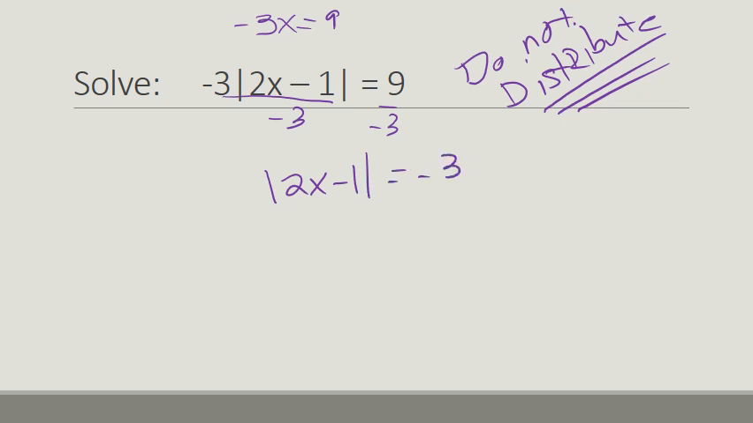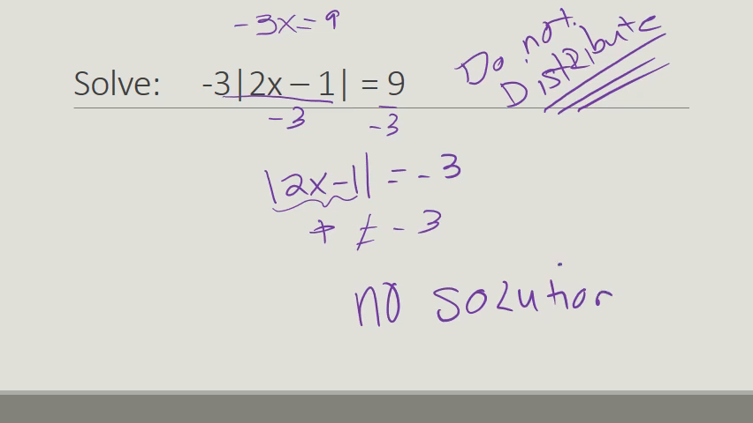Now, by definition, absolute value will never, ever be negative. So whatever value x is, this whole thing has to become a positive number. A positive number will never, ever equal a negative number. So that means that there is no solution to this absolute value equation.